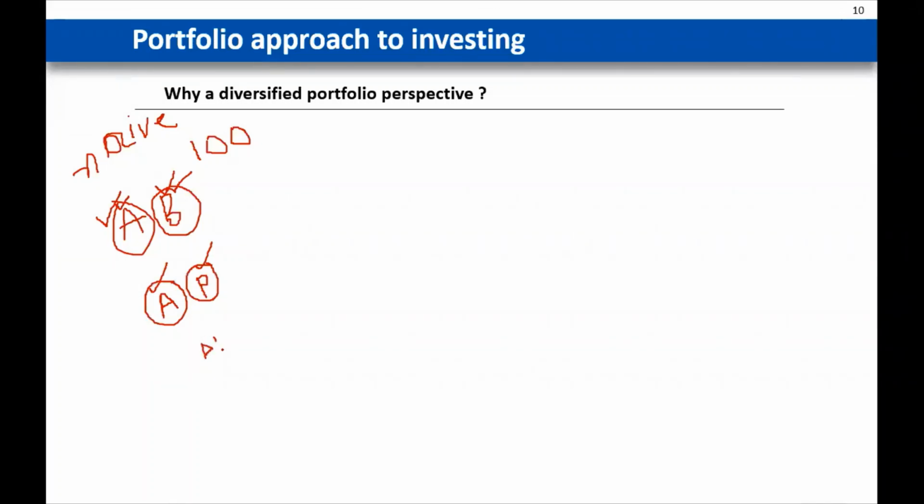I'm thinking of a portfolio of A and P. Usually people have a tendency not to consider the investments in terms of their interrelation. They have a relation, what I have mentioned, correlation.